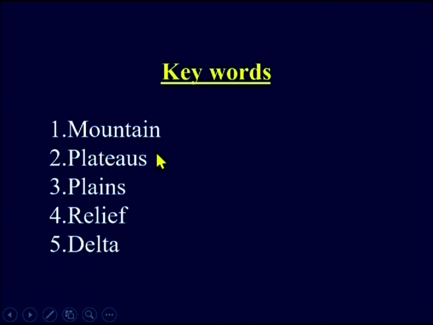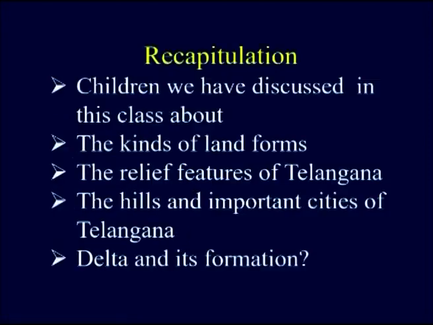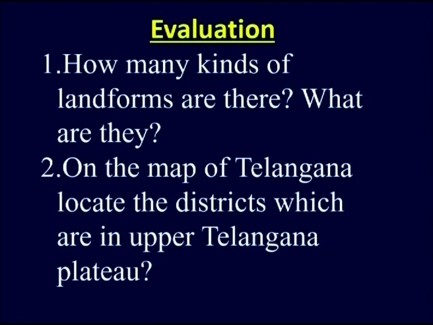Children, read the textbook carefully and try to answer the questions. Here are the keywords: mountains, plateaus, plains, relief and delta. Children, we have come to the evaluation part now. How many kinds of landforms are there and what are they? On the map of Telangana, locate the districts which are in the upper Telangana plateau.